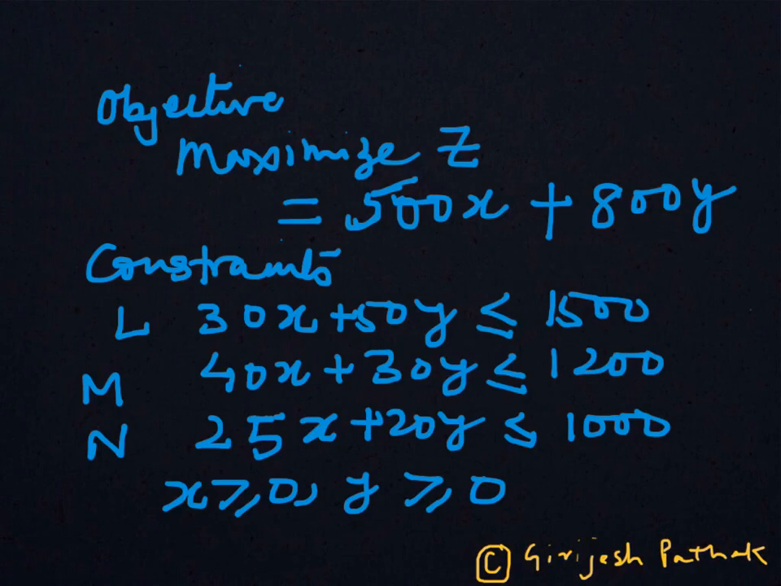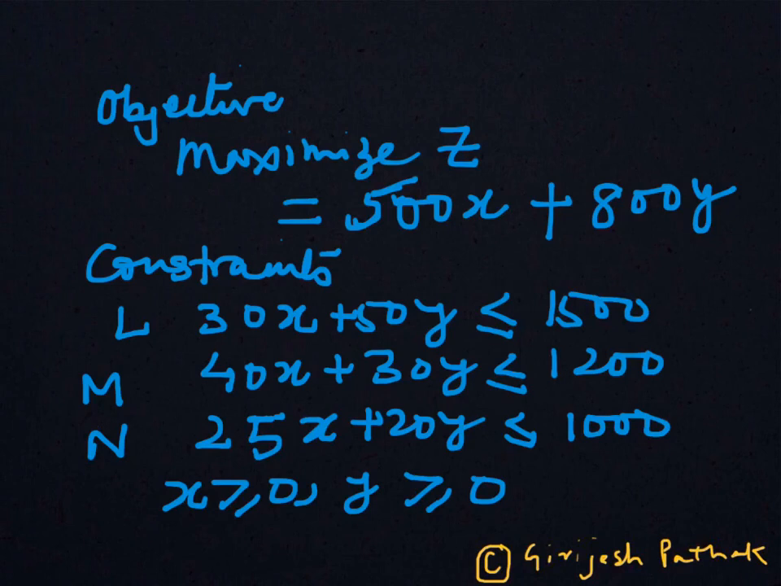Looking into the constraints, for chemical L, the consumption will be 30x for x liters of paint A and 50y for y liters of paint B, because 30 and 50 are the requirements of chemical L in paint A and paint B respectively. So 30x plus 50y is the total consumption of chemical L, which has to be less than or equal to 1500, which is the availability of chemical L per day.